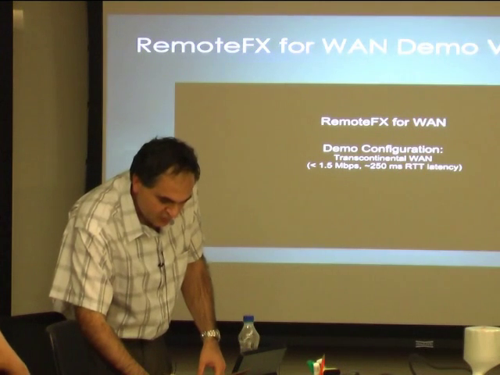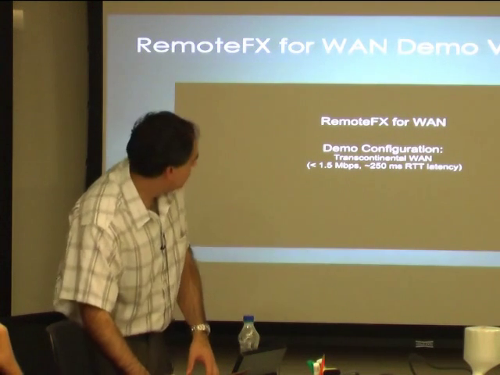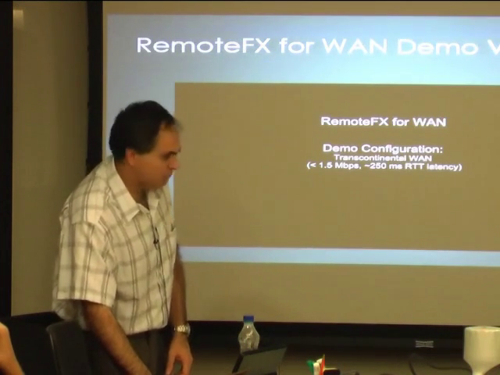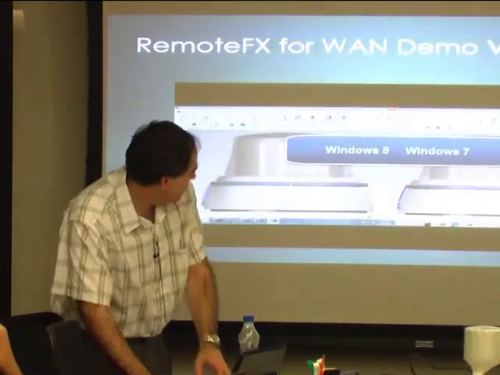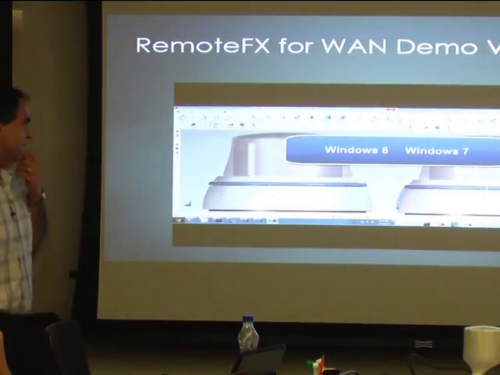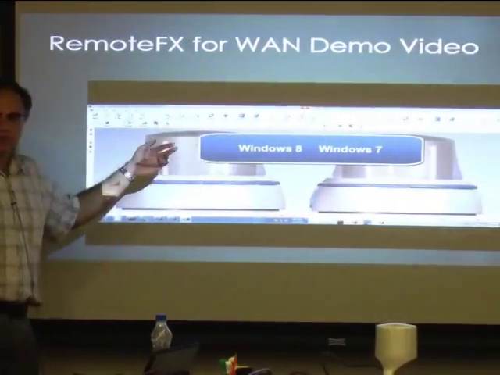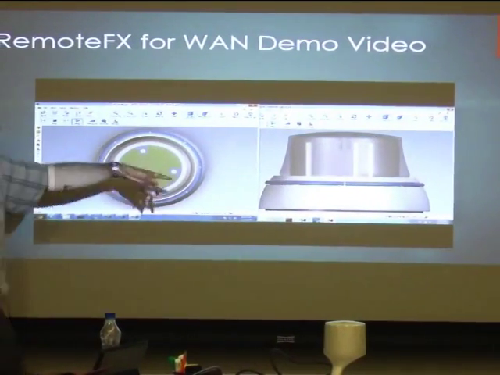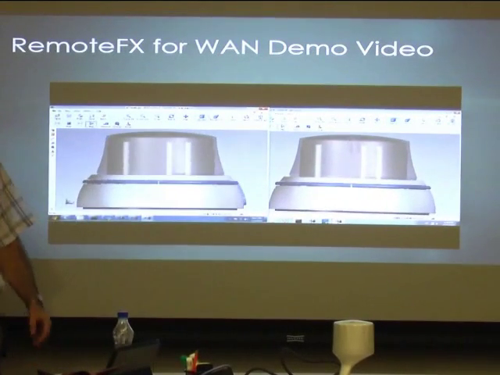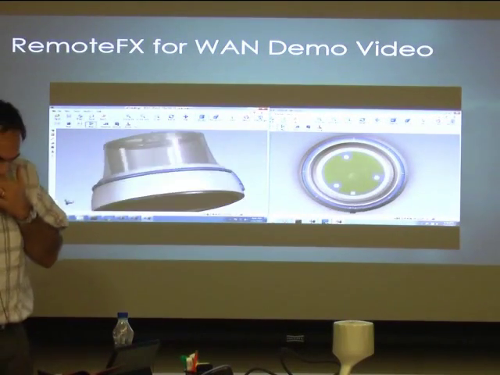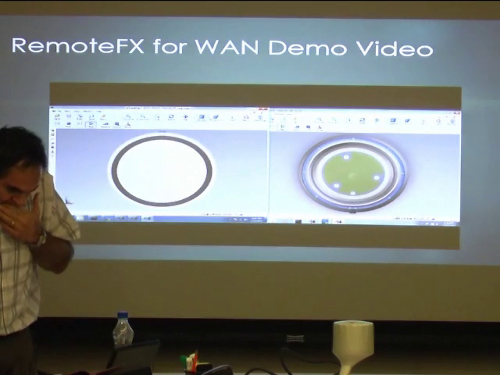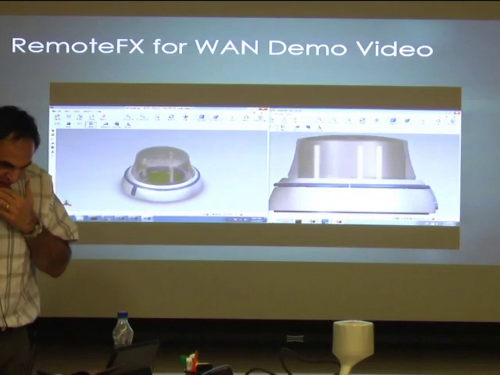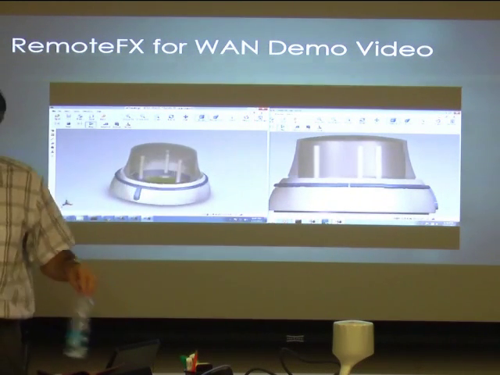It's essentially a demo. Maybe I should launch it outside the PowerPoint. It's starting. This is from their advertising video, so I didn't make this video myself, but they're just showing the comparison between Windows 7 and Windows 8. This is a transcontinental WAN, about 1.5 megabits per second, 200 millisecond RTT.